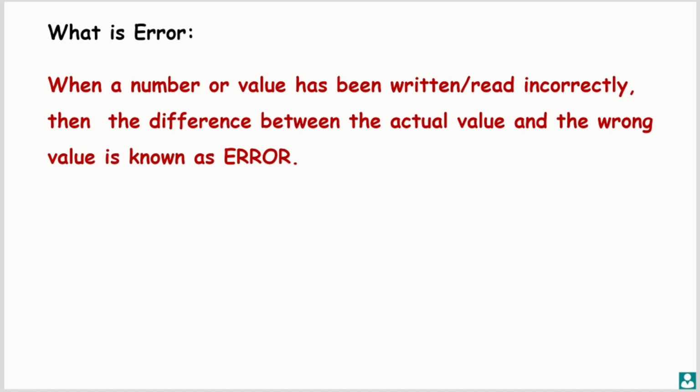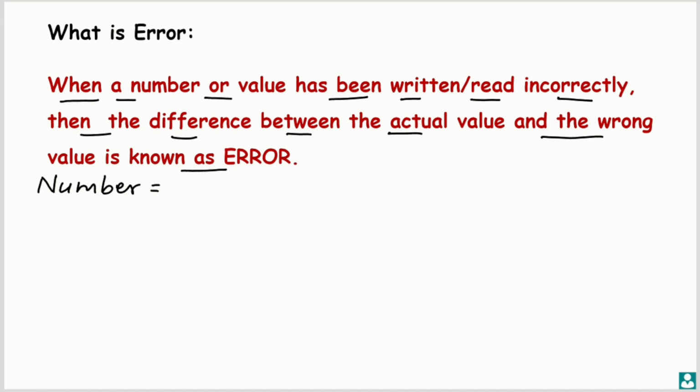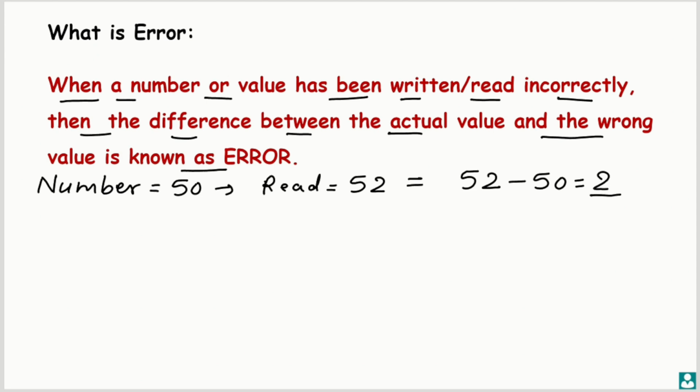So first we will see what is error. When a number or a value has been written or read incorrectly, then the difference between the actual value and the wrong value is known as error. For example, we are given the number 50 and we read that number 52. So the difference between the two numbers is 52 minus 50, which is 2. So the error here is 2.